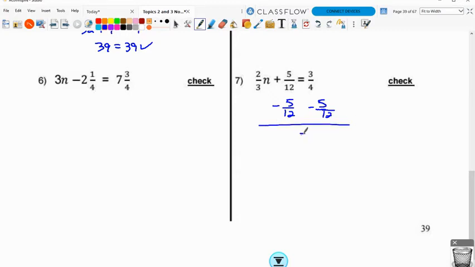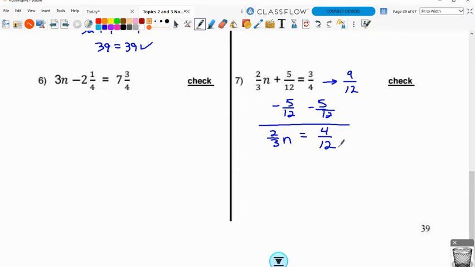Okay, on the left-hand side, 5/12 minus 5/12 is 0, leaving us with 2/3 n. And on the right-hand side, we have 3/4 minus 5/12. Remember, we would need common denominators here. Fourths and twelfths, we'll use twelfths. So 3/4 is the same as 9/12. So this is 9/12 minus 5/12, which is going to be equal to 4/12. So our equation now says 2/3 n equals 4/12.